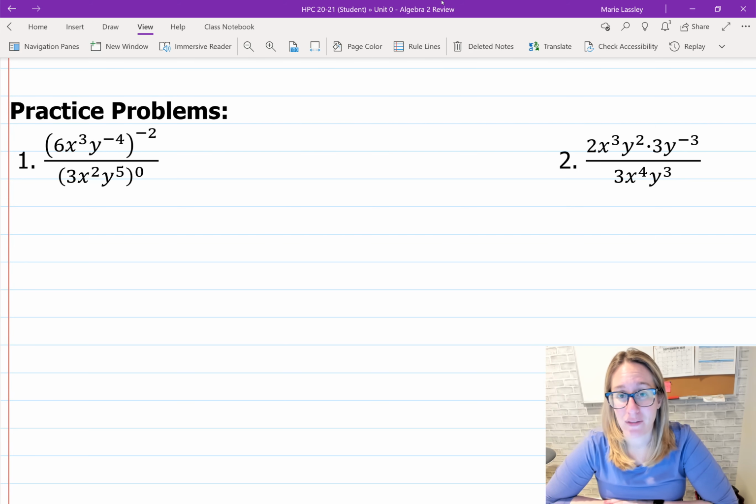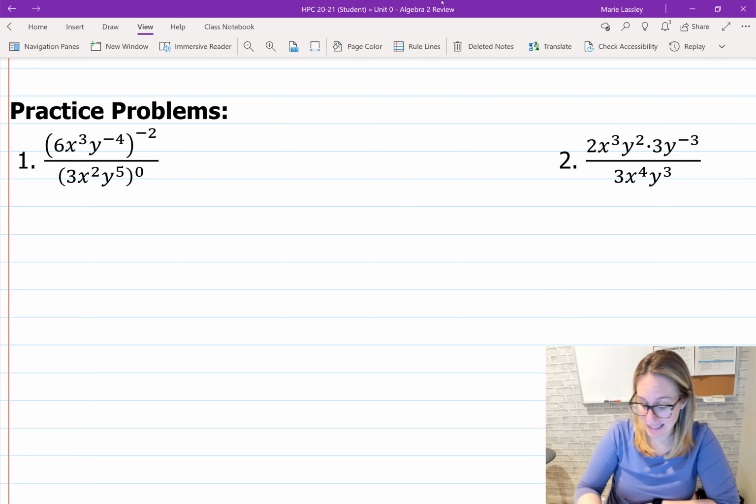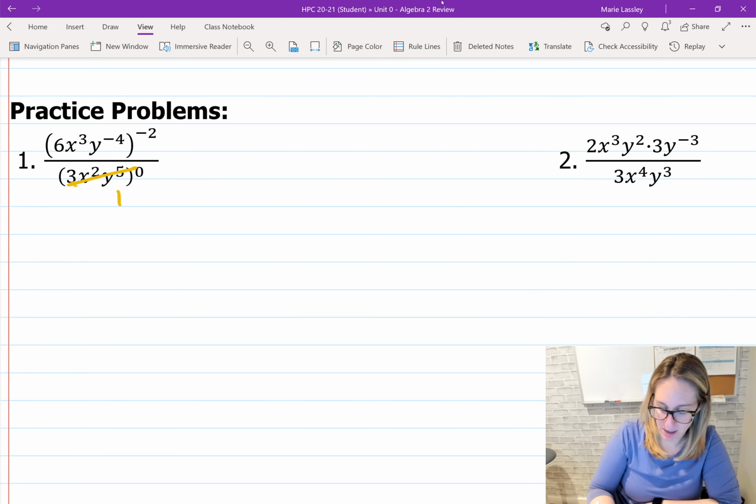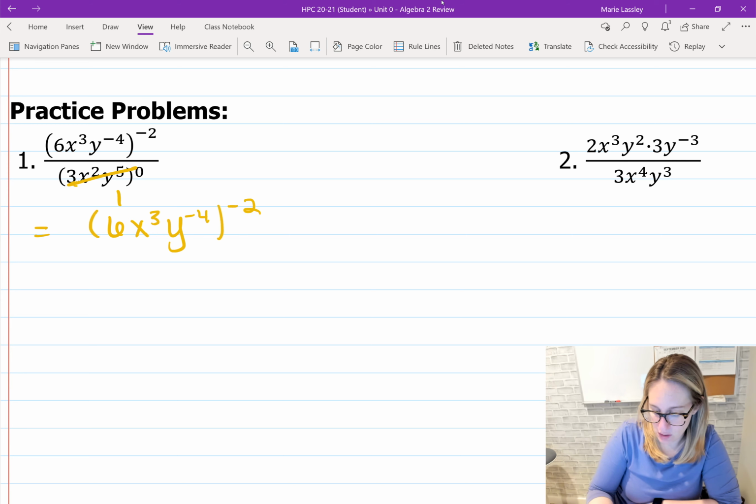Something raised to the power of 0 is just 1. So in this problem, I have an entire parentheses being raised to the power of 0. What that means is literally this entire bottom piece right here is just 1. So I'm now going to rewrite this as 6x cubed y to the negative 4, to the negative 2, all over 1.